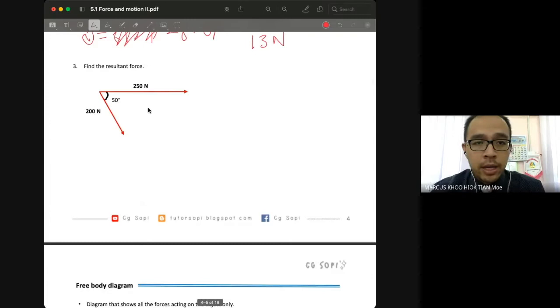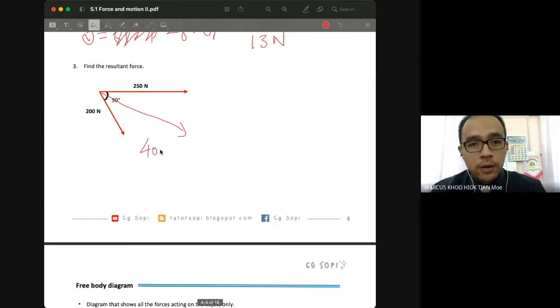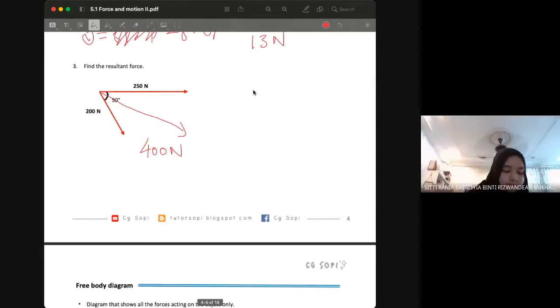Okay, Rania, can you tell me the answer for number 3, please? What is the resultant force? The value of the resultant force here? 400 Newton. 400 newtons. Okay. Can you explain to me how you got this 400 newtons? First I choose a scale of 1 cm to 50 Newton.